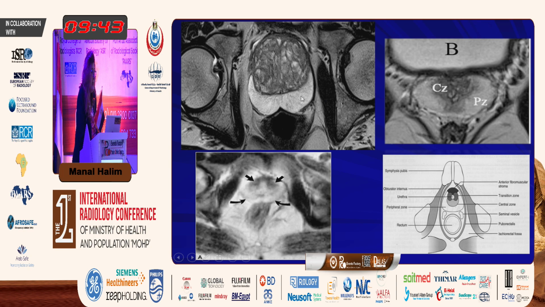So any hypointense lesion in here is a little bit suspicious. And I want to say also that the transition zone surrounds the urethra, and it is from where benign prostatic hyperplasia comes, and that's why it's very big here in this case, because the patient is an old patient and has benign prostatic hyperplasia.